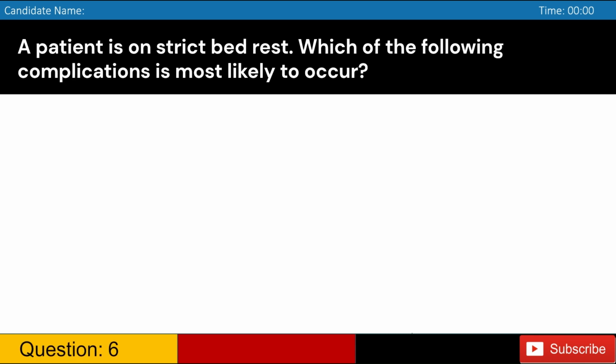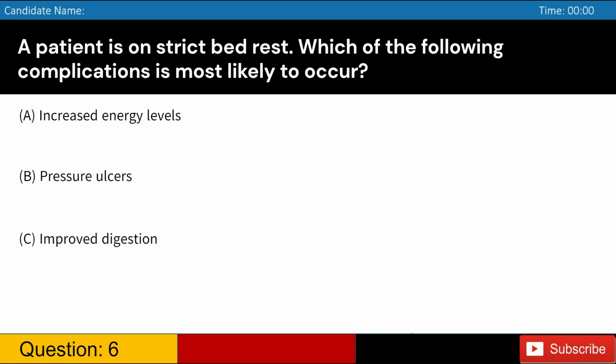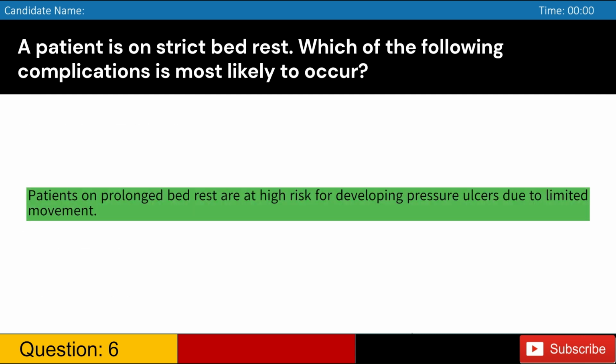A patient is on strict bed rest. Which of the following complications is most likely to occur? A. Increased energy levels. B. Pressure ulcers. C. Improved digestion. D. Better circulation. Answer, B. Patients on prolonged bed rest are at high risk for developing pressure ulcers due to limited movement.